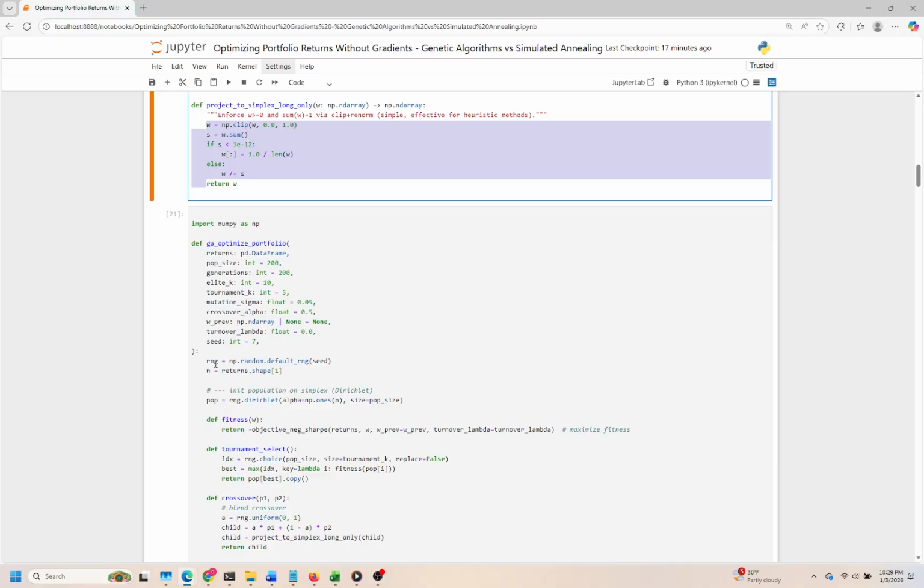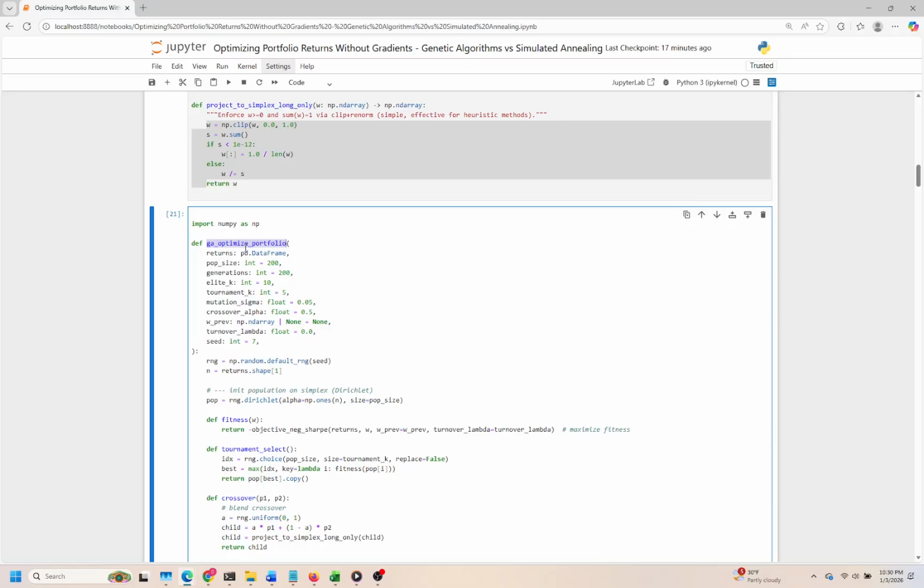Cell 3. In this cell, we're implementing a genetic algorithm to optimize a portfolio's asset weights, which is crucial for maximizing investment returns while managing risks. This method blends principles from biology with computational techniques, allowing us to evolve potential solutions over multiple generations. The function starts by defining key parameters, such as the population size and the number of generations. Importantly, we also have control mechanisms for elite retention, tournament selection, mutation, and crossover, which are fundamental to genetic algorithms.